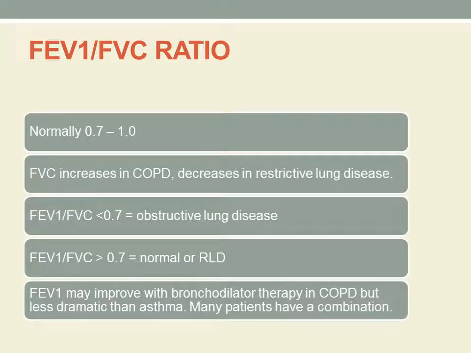FEV1/FVC ratio is normally 0.7 to 1. FVC increases in COPD and decreases in restrictive lung disease. FEV1/FVC less than 0.7 is equal to obstructive lung disease. FEV1/FVC of more than 0.7 is equal to normal or restrictive lung disease. FEV1 may improve with bronchodilator therapy in COPD, but less dramatically than in asthma, and many patients have hyperventilation.